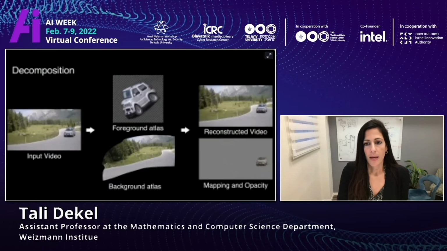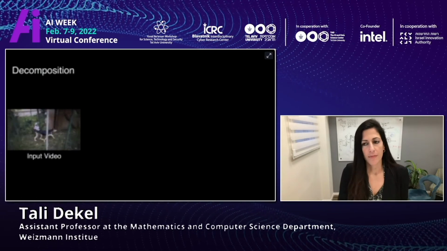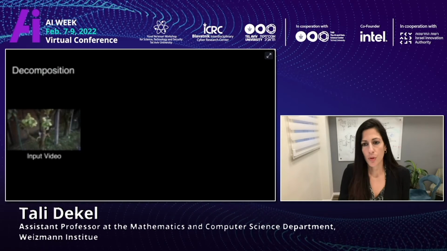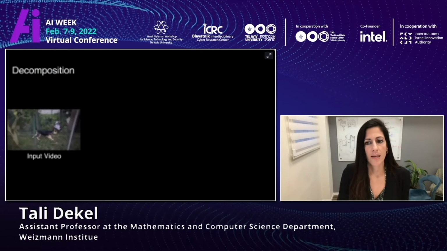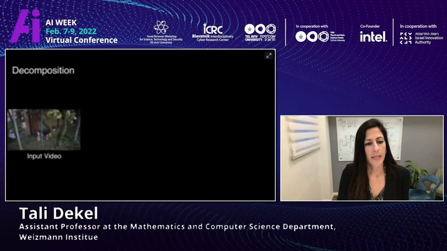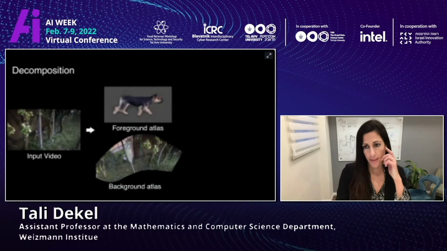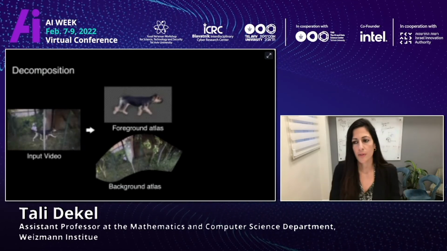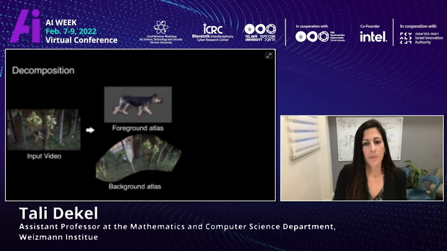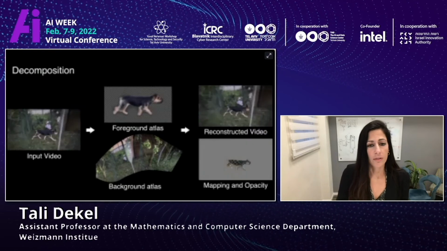Here is an even more challenging example where we have severe parallax, lots of occlusions, and non-rigid motions. You can see the foreground and background atlas. Our method still nicely decomposes the video into these layers, and it is able to correctly track the dog.